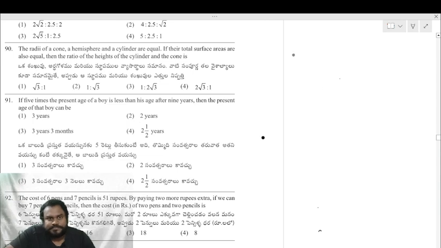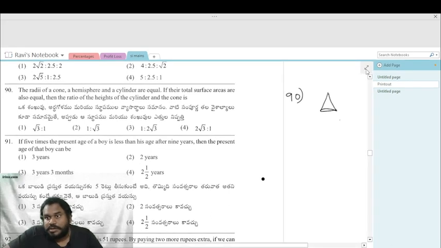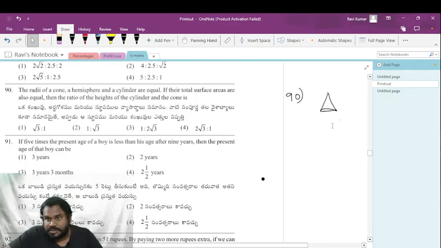Question number 90. The radii of a cone, hemisphere, and a cylinder are equal. If there is a cone, its radii, and there is a hemisphere, and there is a cylinder as well. So all of them are having the same radius.